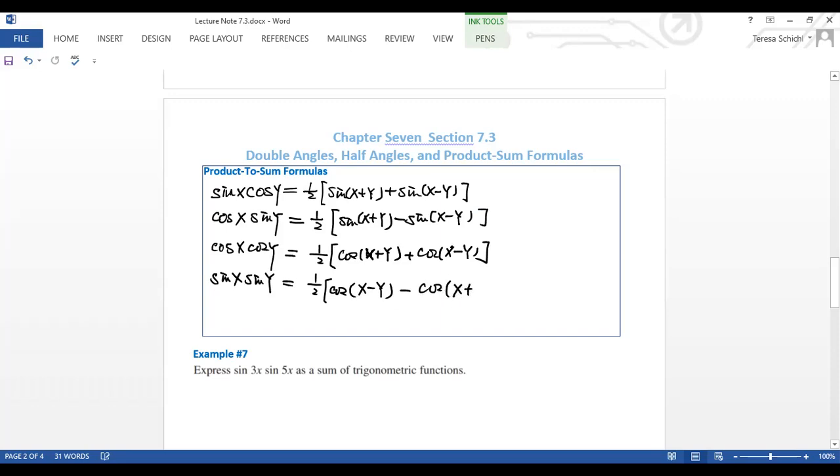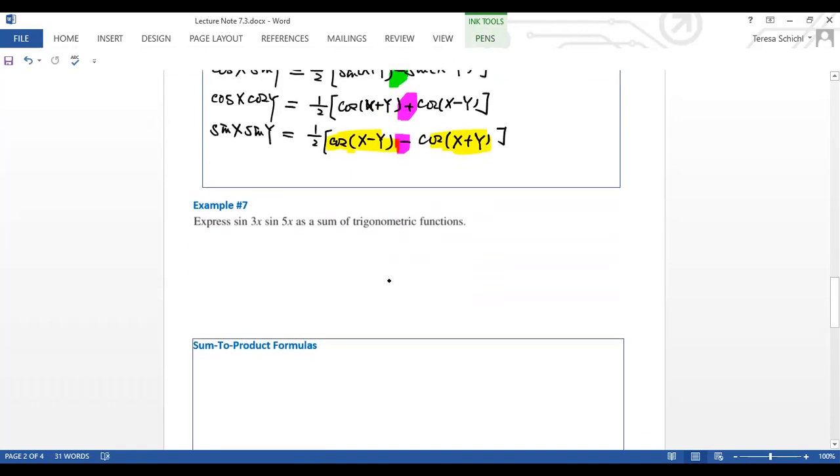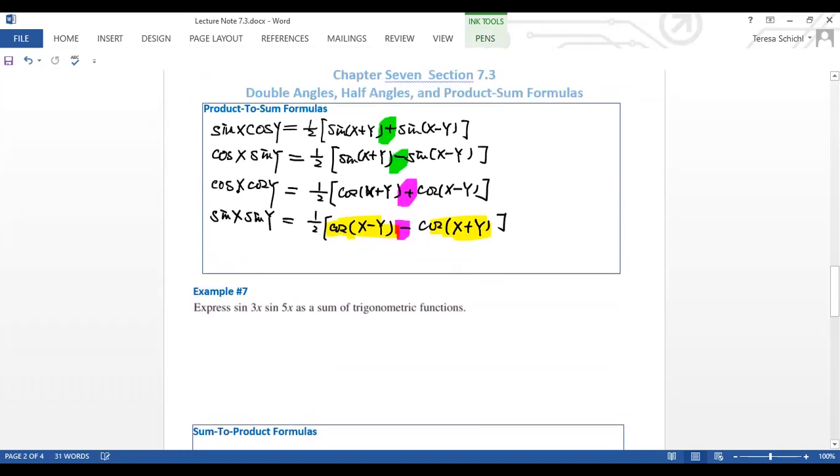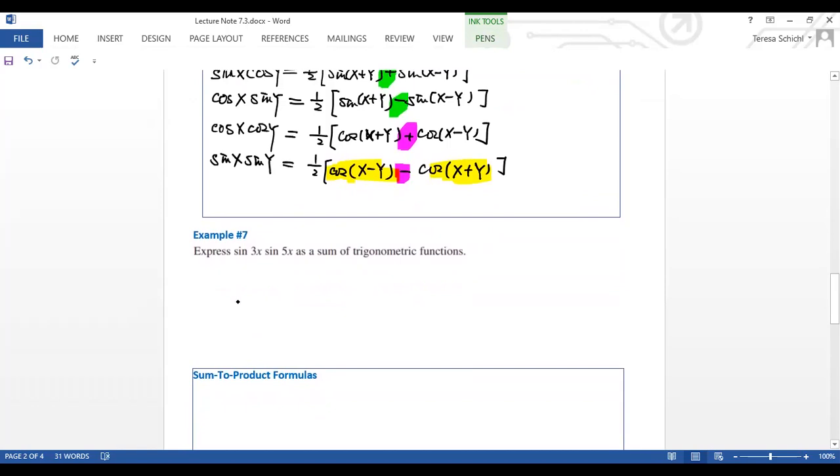Be careful about the positive and negative here. In these two, you switch the positive and negative, and the order, so be very careful. Like I said, you can have a formula sheet and summarize all this, or if you can derive it, that'd be good. All right, so this is product to sum.